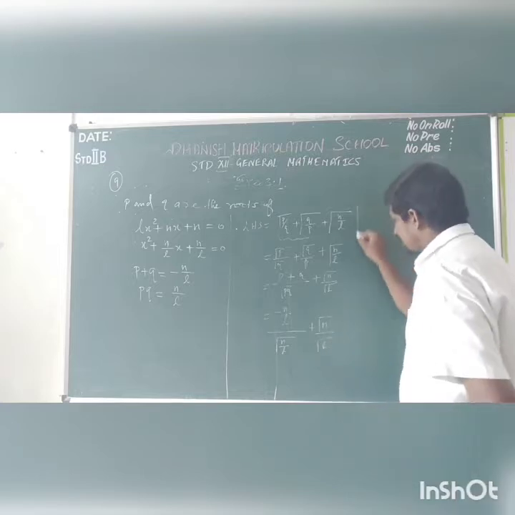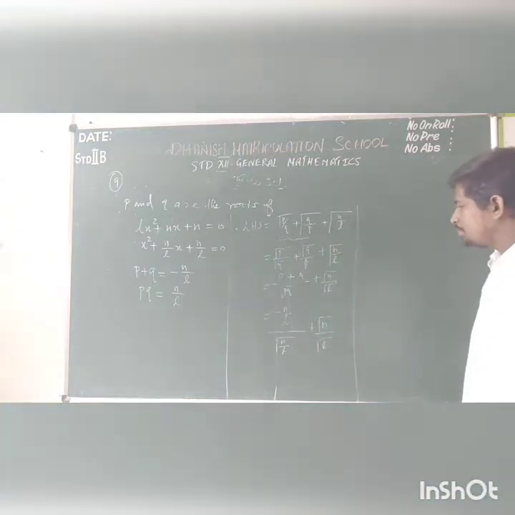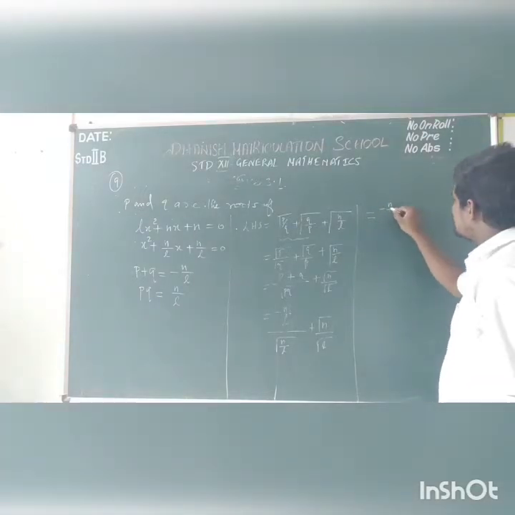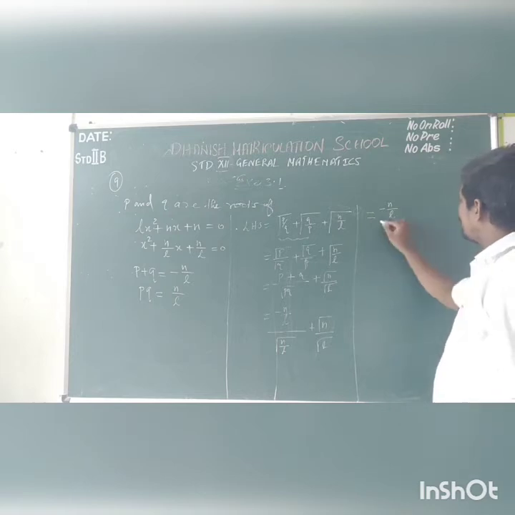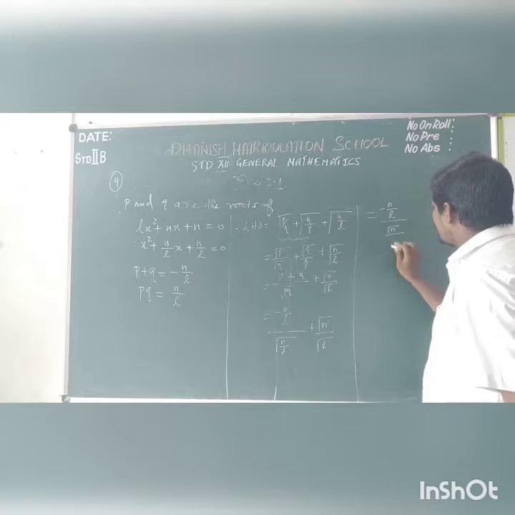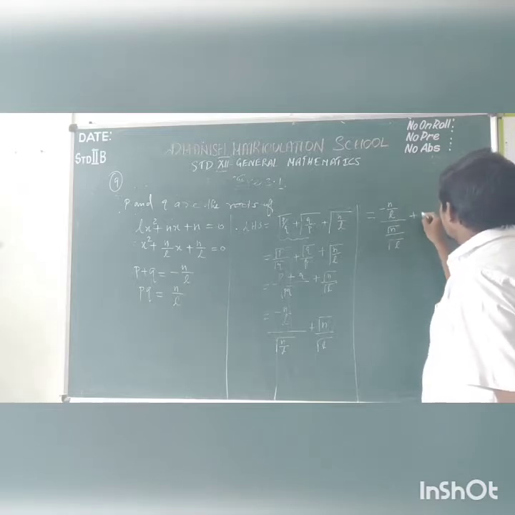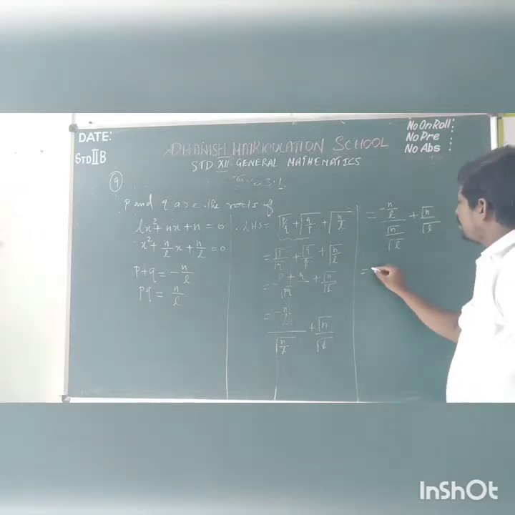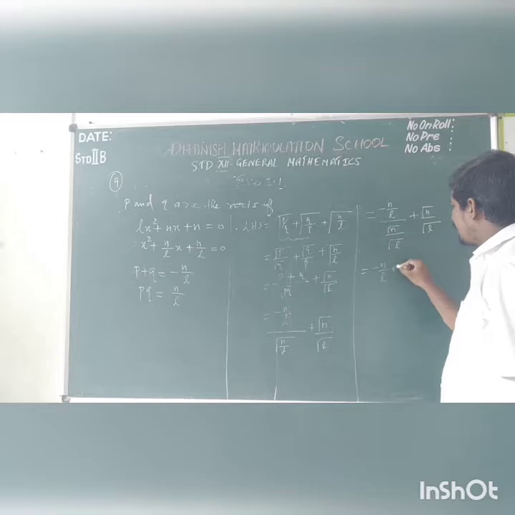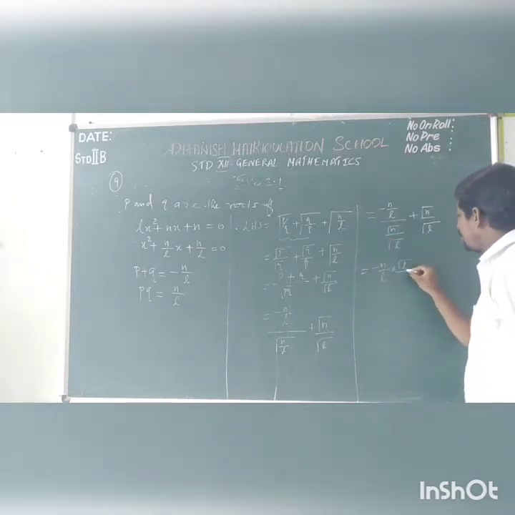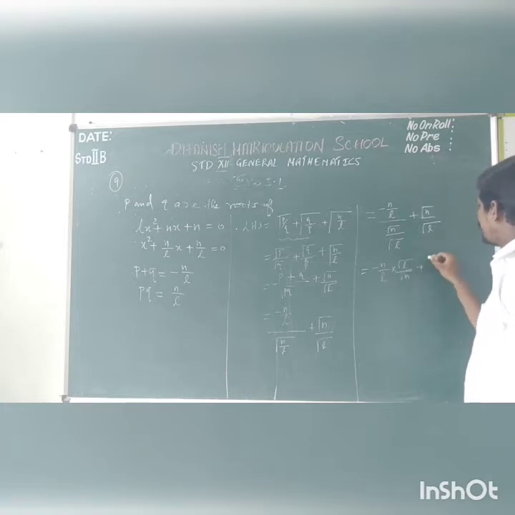Then the next step would be, this is equal to minus N by L divided by the denominator, which can be written as root N divided by root L, plus root N by root L. Now this is equal to minus N by L into this denominator, which can be written as root L divided by root N, plus root N divided by root L.